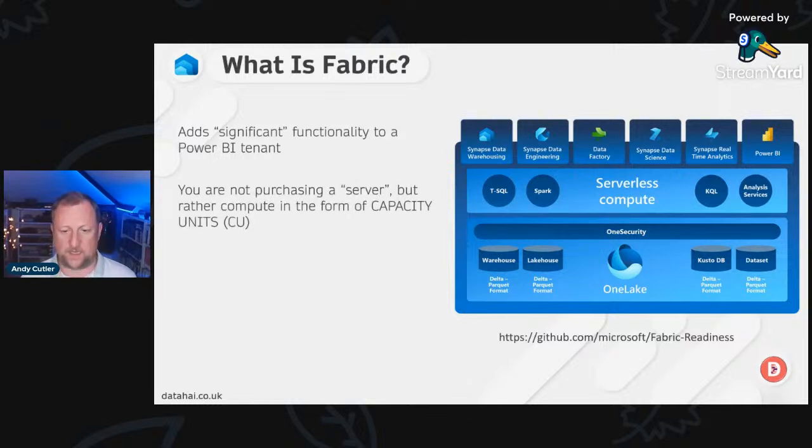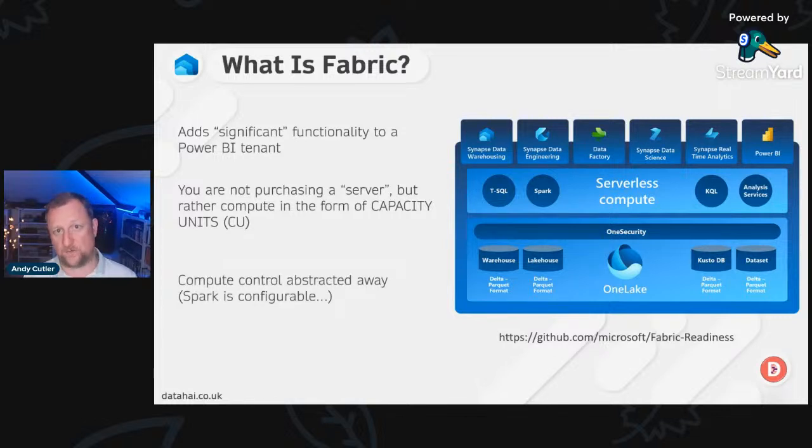Now, in terms of the compute around Fabric, we've got a universal compute that we're using. All the different engines, whether it's Spark or the SQL endpoint service, are all using this compute. So we're not having to buy lots of individual compute to run each engine like we would with Synapse Analytics, for example. We're purchasing a certain number of these capacity units to be able to run our workloads.